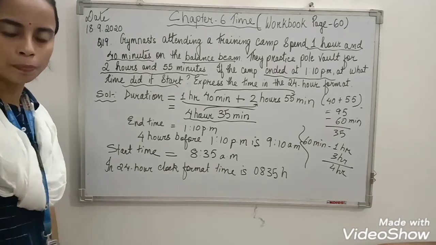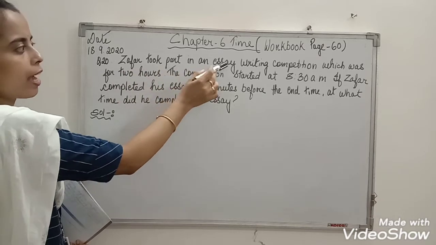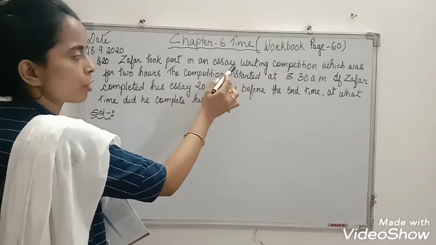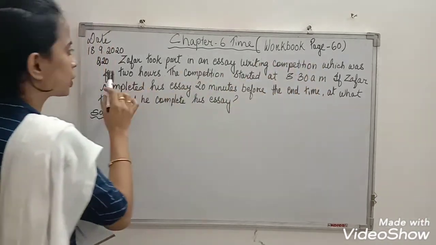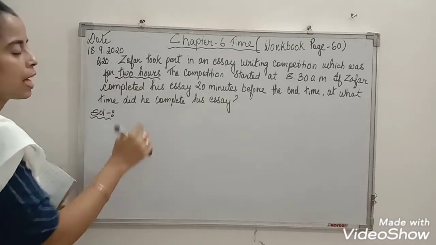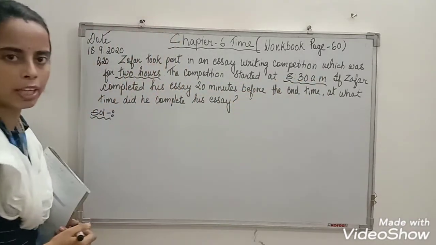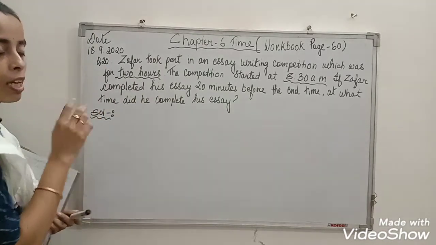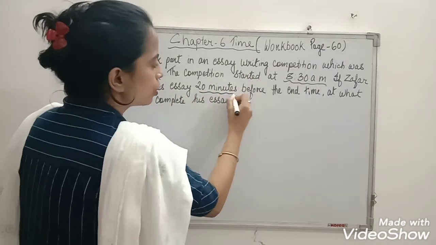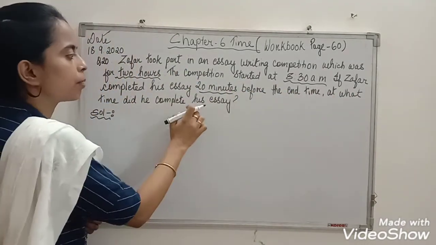Okay. Number 20. So what is given? Jafar took part in an essay writing competition, which was for 2 hours. The essay writing competition duration was 2 hours. The competition started at 8:30 a.m. Starting time of the competition given. Now, if Jafar completed his essay 20 minutes before the end time, the question is asking, at what time did he complete his essay?